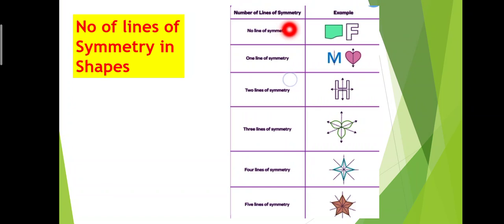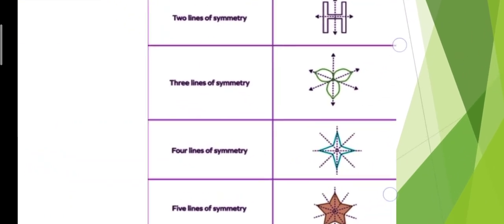No line of symmetry, one line of symmetry, two lines of symmetry, vertical and horizontal, three lines of symmetry, four lines of symmetry, five lines of symmetry.